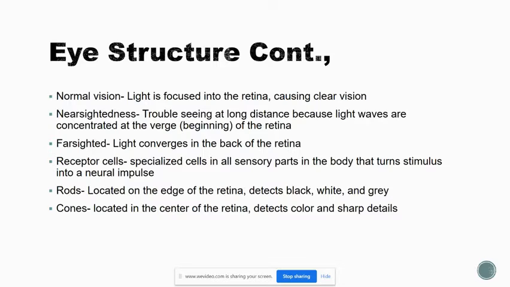No, it's not hairs. Rods are located at the edge. They bring in black, white, and gray. Cones are the receptor cells in the center of your eye. They detect color and sharp details. Liz. So if I had damaged rods, like I do, that's bringing light. And then if I had damaged cones, do you have both at the same time? Correct. Okay. Yep.